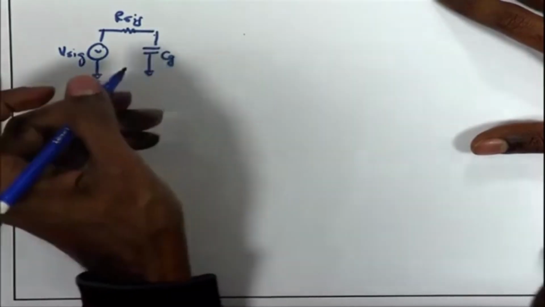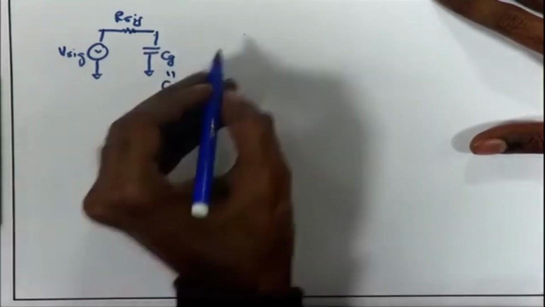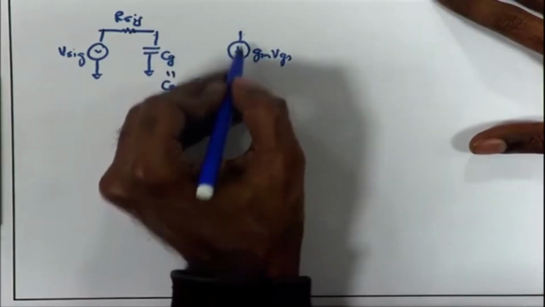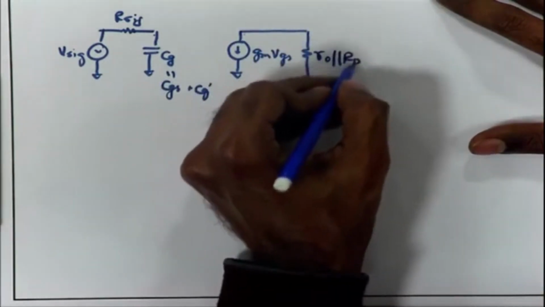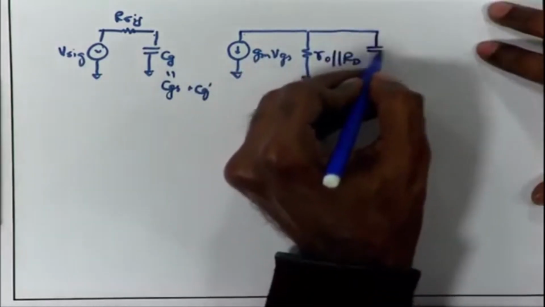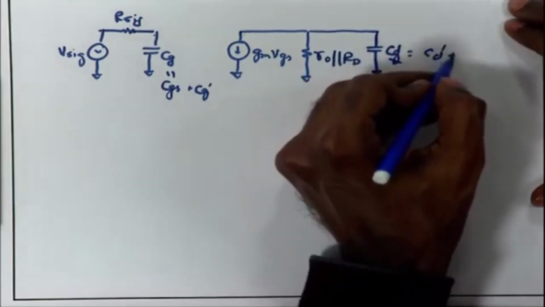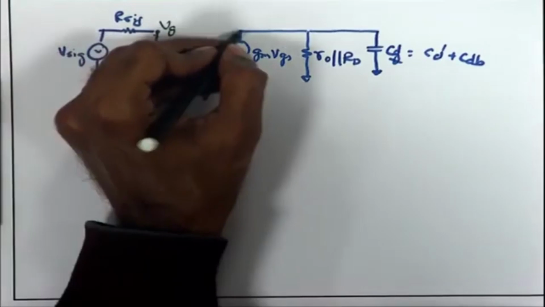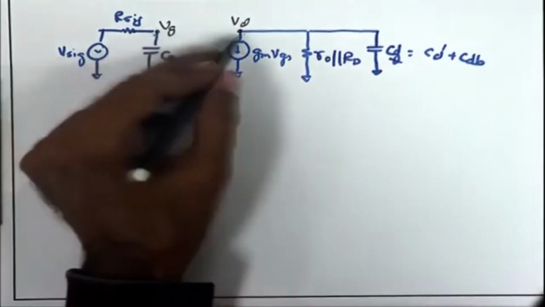I can call it CG, which is equal to CGS plus CG dash. This is RO parallel RD, and on the other side I have CD, which is once again CD dash plus CDB. So, this is a much simplified model. I have decoupled nodes. Now I have decoupled my Vg and I have decoupled my Vd. And then the equation for Vg and Vd becomes very simple.